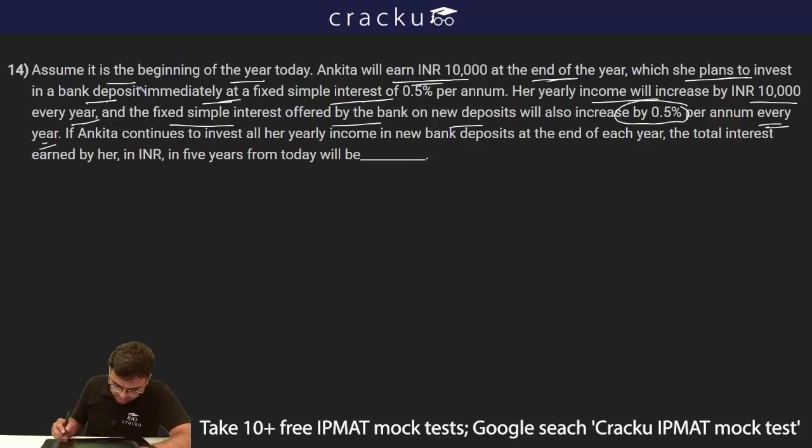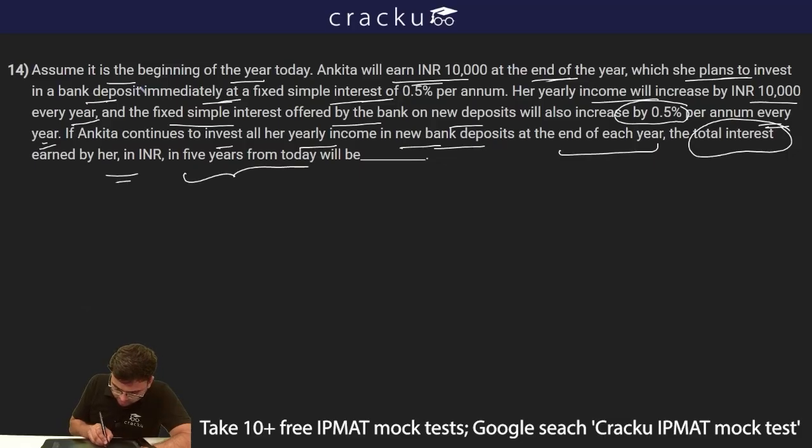If Ankita continues to invest all her yearly income in new bank deposits at the end of each year, we have to find out the total interest earned by her in INR in 5 years from today. By the end of the first year, she will earn 10,000, and she is investing it at 0.5%.